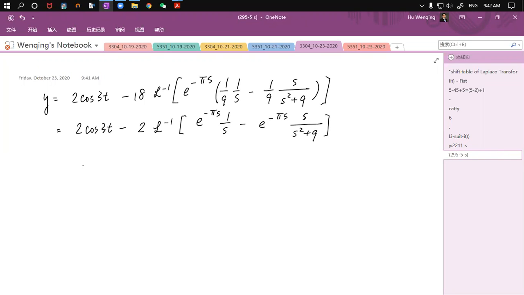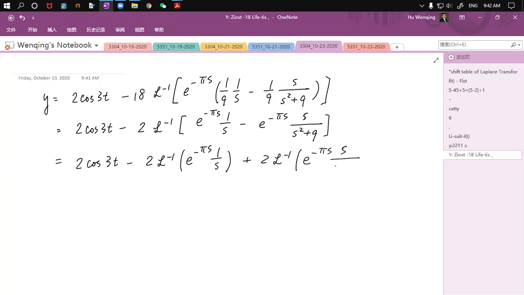Okay. But the Laplace transform is linear, so this is nothing but 2 cosine 3t minus 2 times the inverse Laplace transform of e power minus pi s multiplied by 1/s, plus 2 times the inverse Laplace transform of e power minus pi s times s over s squared plus 9. So it should be something like this. Is that good, family? Okay. So it suffices to calculate what is the inverse Laplace transform of this object, as well as what is the inverse Laplace transform of this object. So they are going to play a very important role in our calculations, right? So now how do we do them?